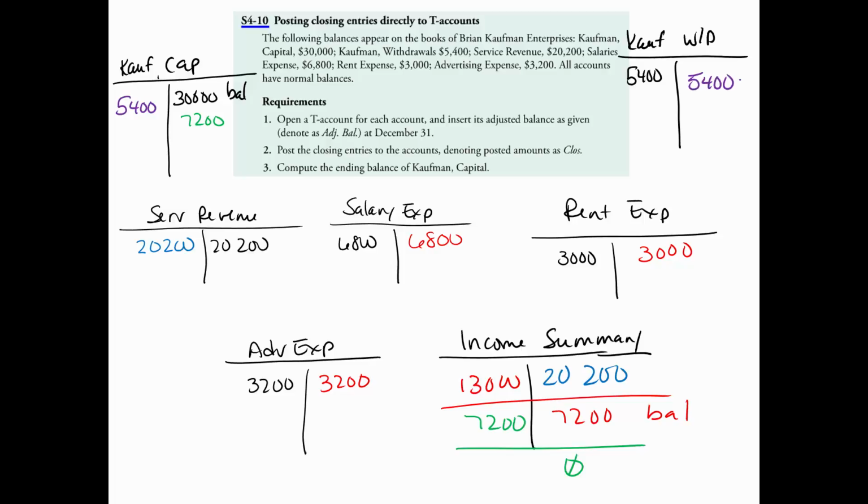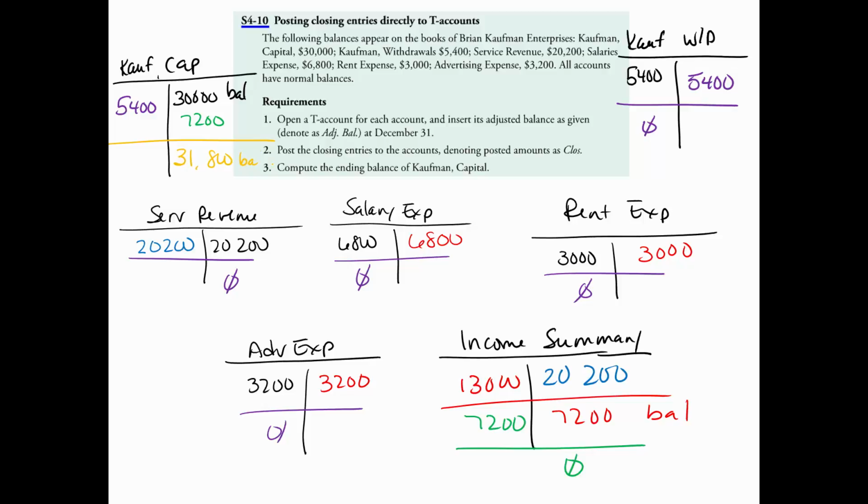And so now all of these have zero balances, right? Zero, that would be on the credit side, and zero, and this is a zero, and now this is a zero. And now it asks for my new balance in the capital account, which will be the credit plus the credit minus the debit. So I end up with a balance of 31,800 as my ending balance in the capital account.